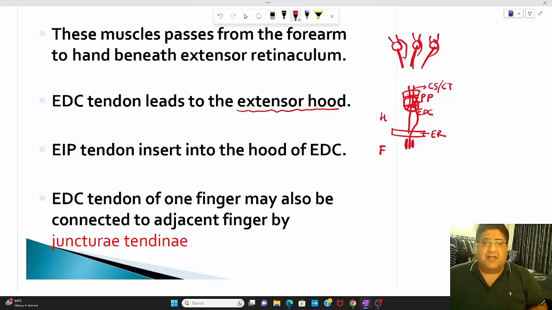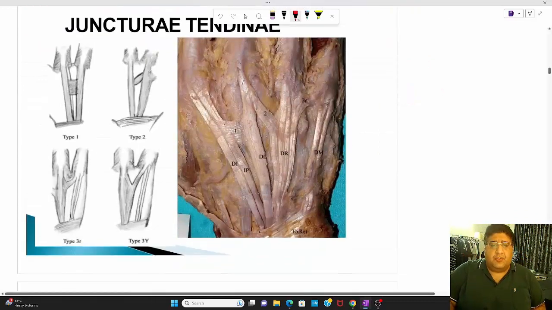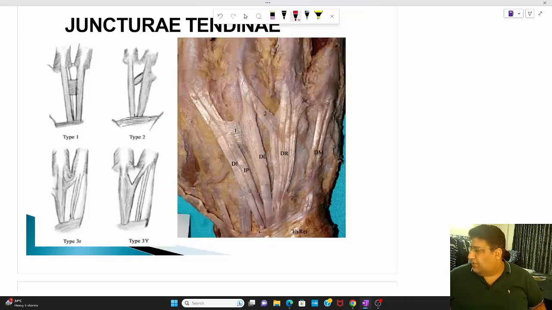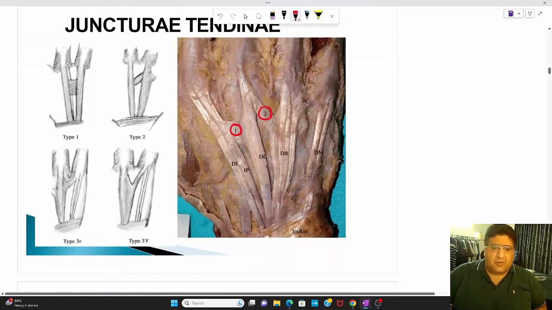Now this finger's EDC can get connected to the other finger's EDC with the help of something called juncturae tendinum. I just put a small tick on that. So they are connected with each other with the help of juncturae tendinum. I can show you the photograph. You can see the extensor digitorum of both sides, and they are connected with the help of these juncturae tendinum. There are different types, horizontal, oblique, multiple variations, but that's going too much into it.